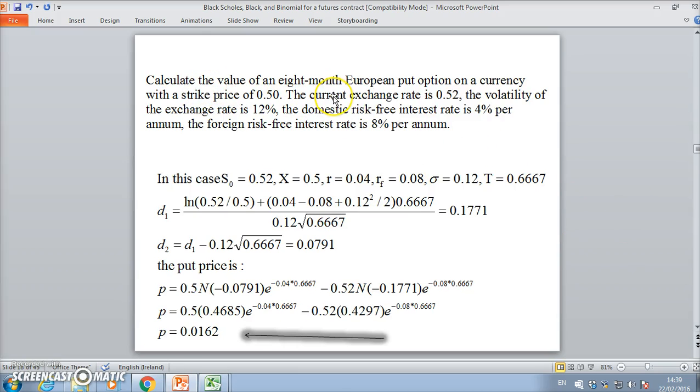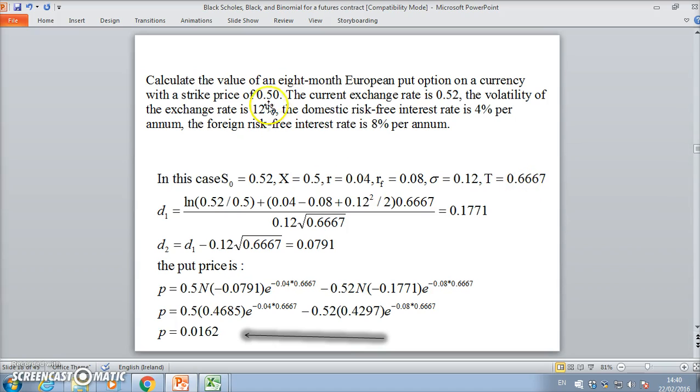Calculate the value of an 8-month European put option on a currency with a strike price of 0.5. The current exchange rate is 0.52. Volatility of the exchange rate is 12%. The domestic risk-free interest rate is 4%. The foreign risk-free interest rate is 8%. We can take those parameter values and summarize as follows.